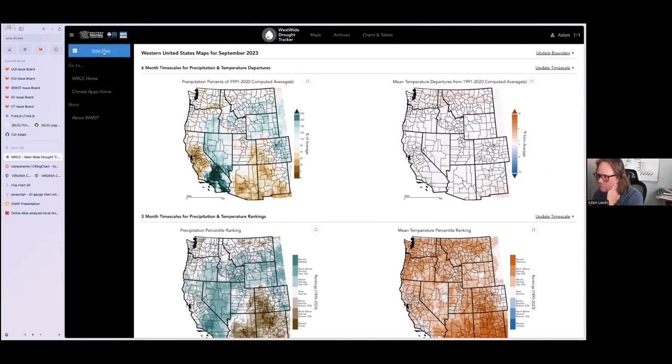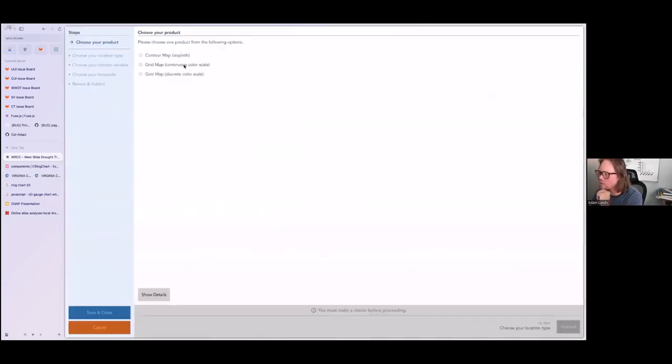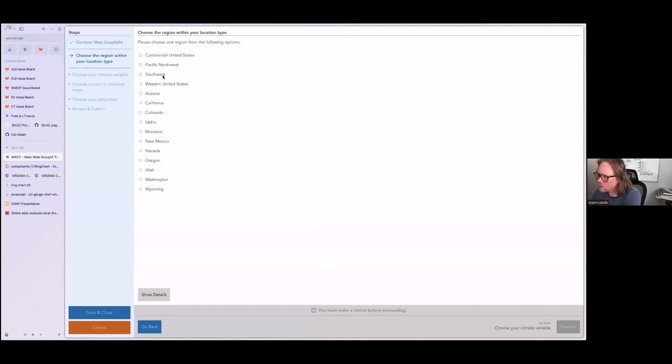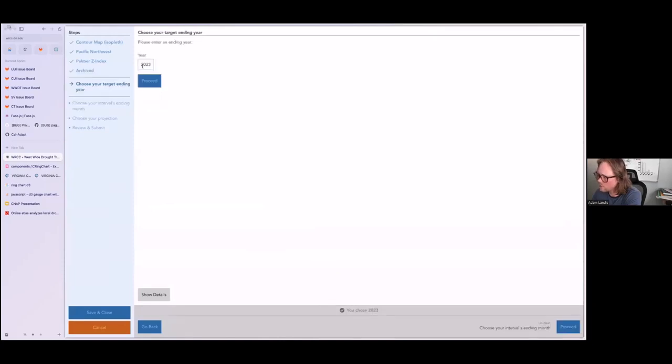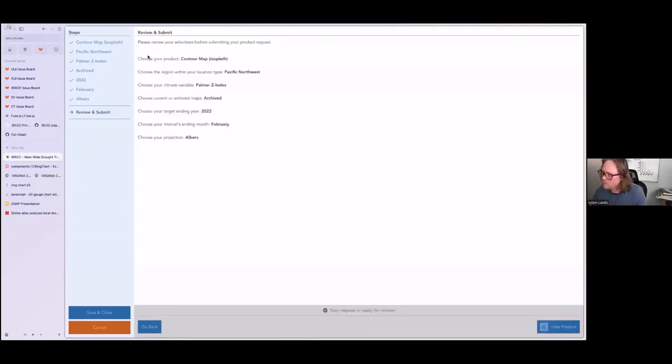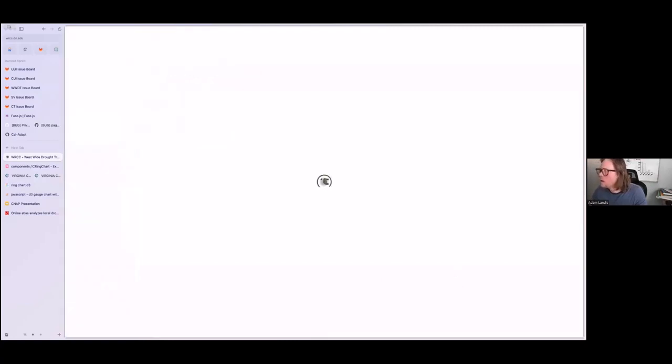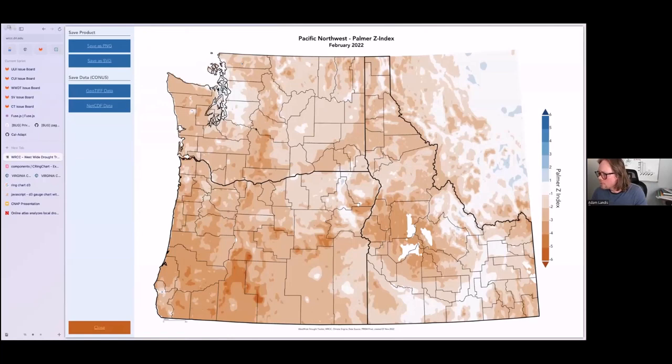And for this application, there are a couple other products we offer. In addition to the grid maps, we also offer a contour map. So if I wanted to see those values binned as contours, I can choose that. We'll do Pacific Northwest, and let's say we want to look at the Palmer Z index, and maybe I want to look at some archived data. I can do 2022, let's say February. We also offer, in addition to the Mercator projection, an Albers projection. Also, I'll choose that. All right, and there it is.